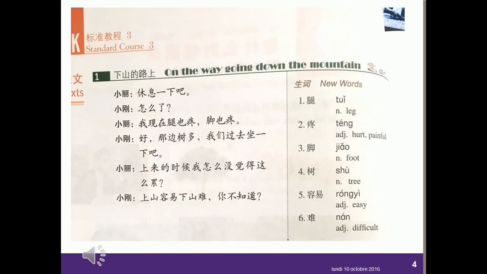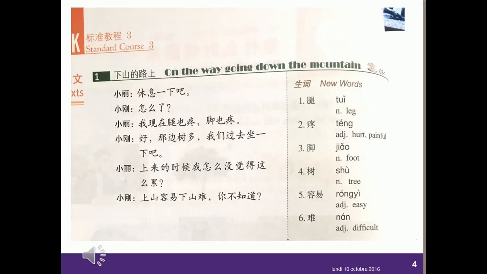And then 小丽 says, 上来的时候, which she refers to, come up, when we come up. 我怎么没觉得这么累? 我, I, 怎么, how come, 没觉得, didn't feel, 这么累, this tiring. So when we come up, how come I didn't feel this tiring? You know, because the conversation happened all the way going down the mountain. So 小丽 complains, how come I didn't feel this tiring when we came up the mountain? And then 小刚 says, 上山容易下山难。上山容易下山难, it's a Chinese saying.